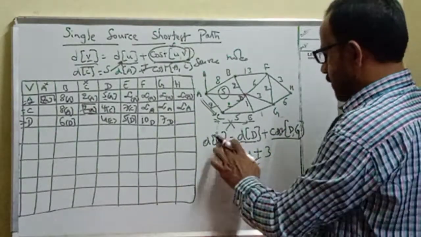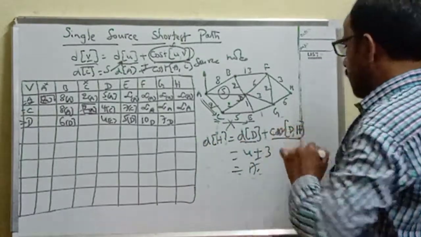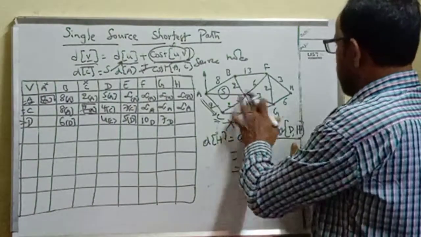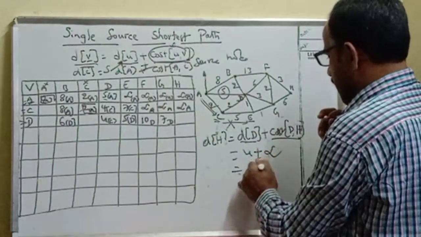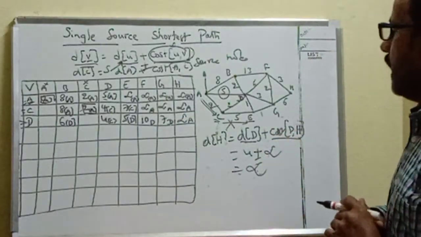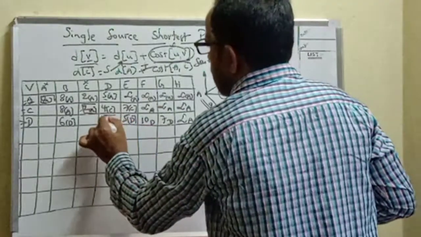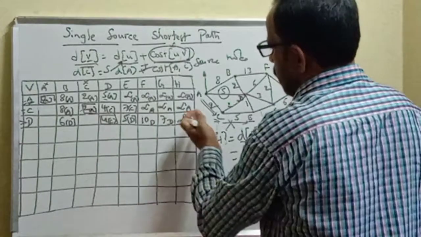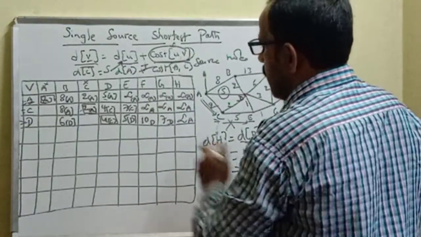Next, H. D of H equals D of D plus cost of D comma H. Is there any direct edge between D and H? There is no direct edge between D and H. That's why this number becomes infinite. Then the previous value is also infinite, so there is no change in H. Okay. Now we have selected this in this row. Now out of the remaining 4 values, anyway the fifth value is infinite. Out of the remaining 4 values, now select the minimum number. Now the minimum number is 5.